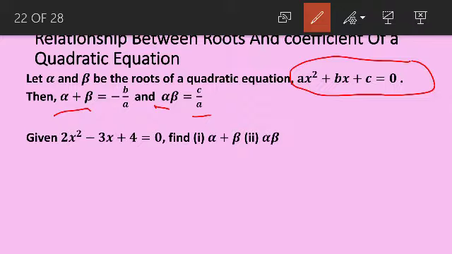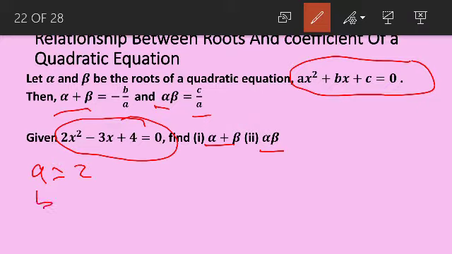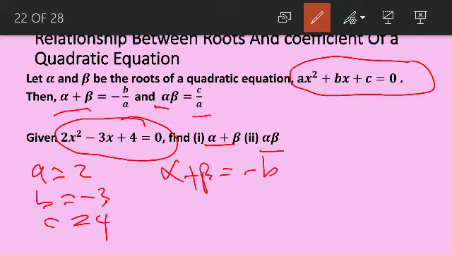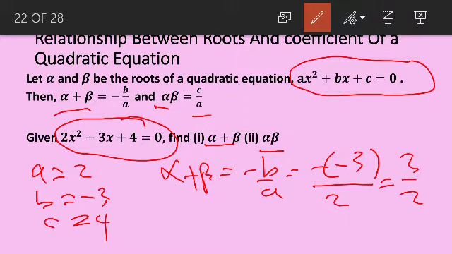Okay, so we see an example here. Let's say alpha and beta are the roots of this particular equation. We are asked to find the sum of the roots, alpha plus beta, and the product of the roots, alpha beta. First of all, we start with a. Your a is the coefficient of x squared, which is 2. Your b is the coefficient of x, which is minus 3. And your c is the constant coefficient, which is 4. So that means alpha plus beta, which is minus b over a, is minus minus 3 over 2, so that gives us 3 over 2.